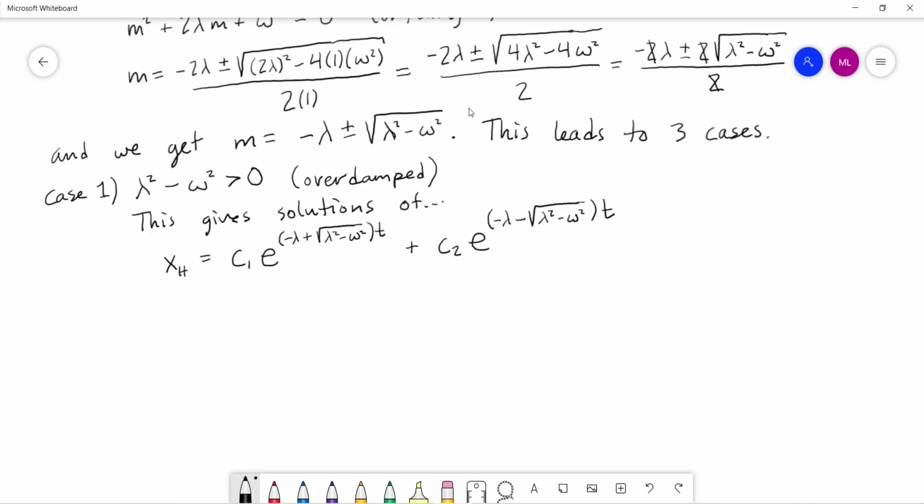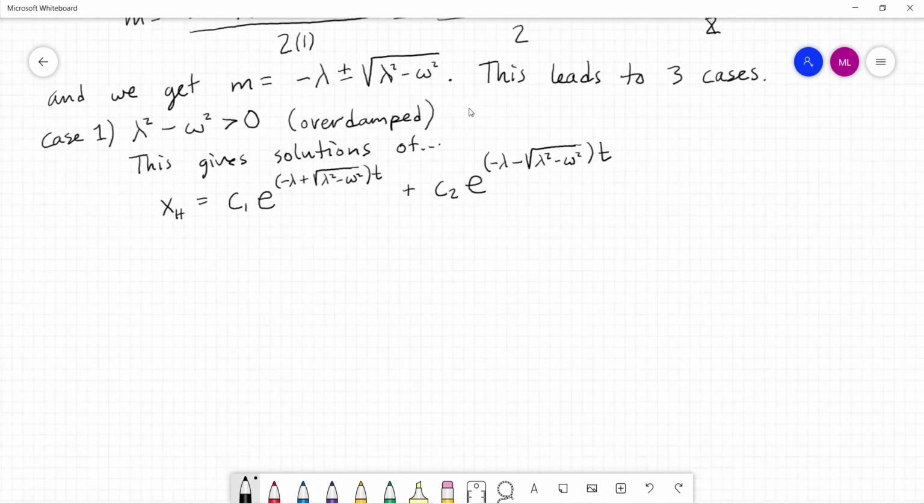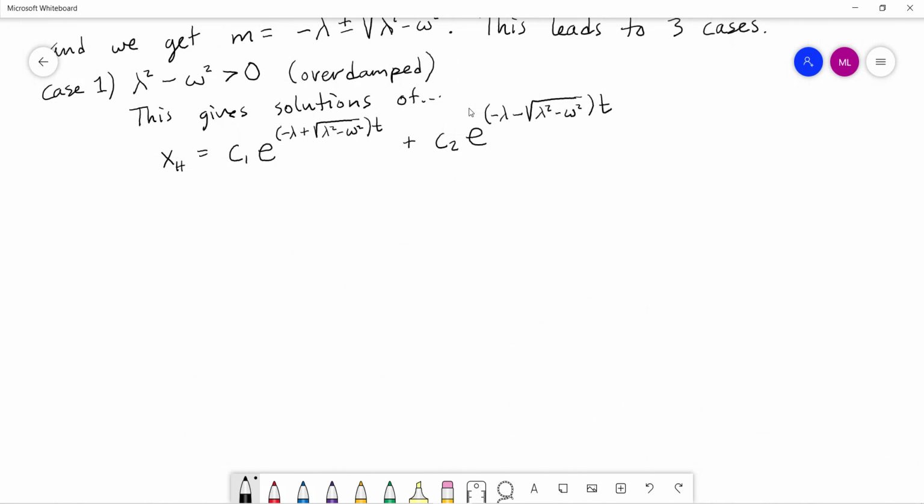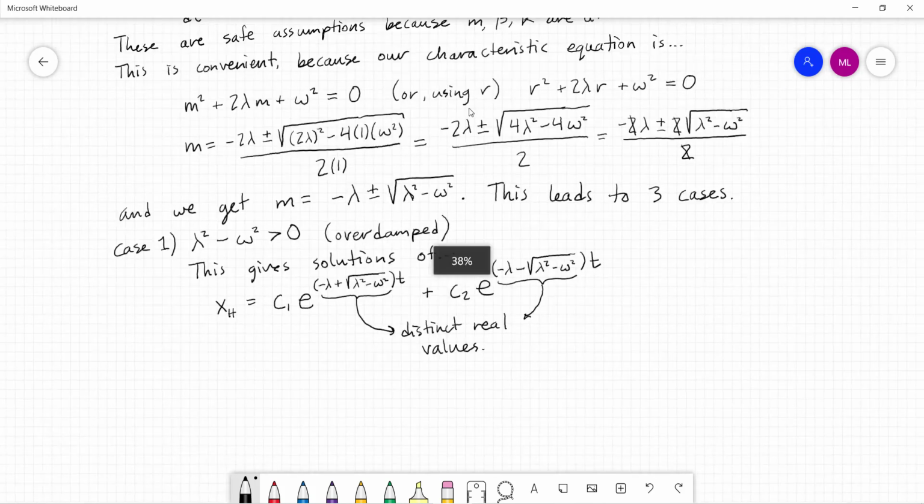Remember, this is a positive number, so the square root, the whole thing, is giving us a real number. But these are both, in this case, real numbers. So I should say they're distinct real numbers. They're both real, and they're definitely going to be distinct values. So these are distinct real values.